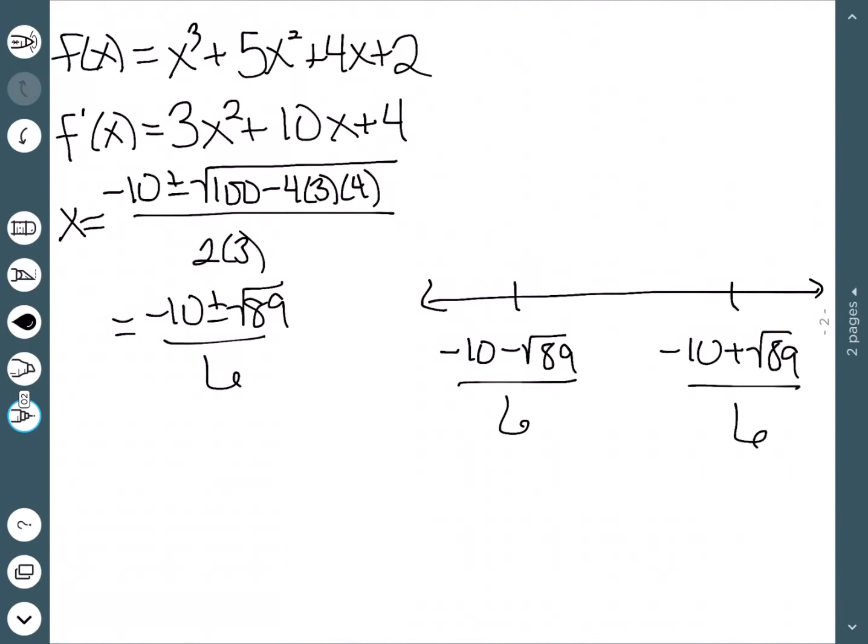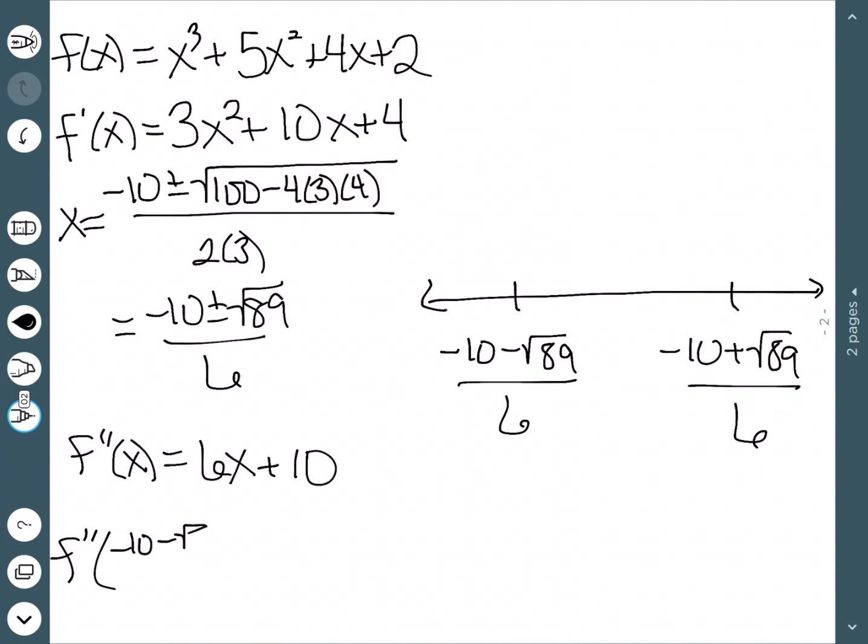The next thing we need to know is the second derivative. Well, that would give us 6x plus 10. And then we want to know if these numbers are going to be positive or negative. Well, that's actually not too hard to figure out. If I look at this first one, negative 10 minus the square root of 89 over 6. When I multiply by 6, it's going to cancel the denominators.